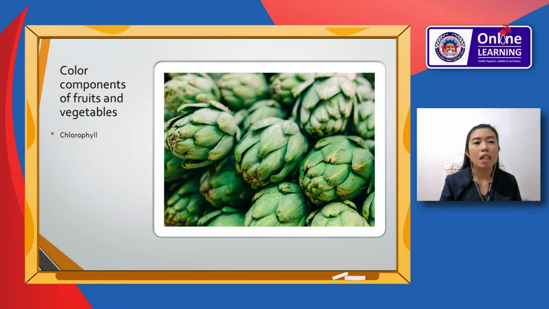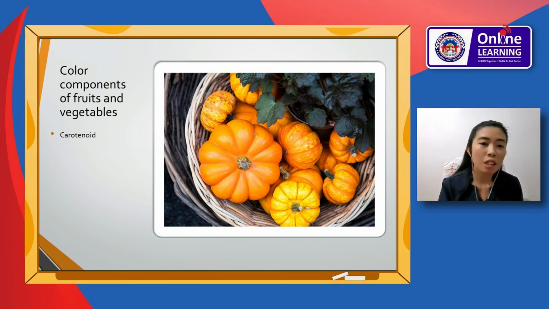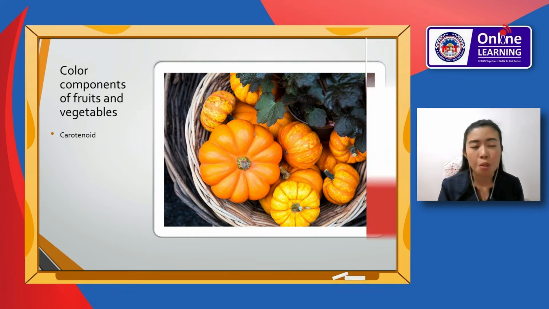Yeah, as you can see, the leafy vegetable that we have here has carotenoid. Carotenoid is for the yellow, orange to red color. Under that we have beta carotene, which is vitamin A, good for our eyesight, like in carrot and squash. And the lycopene, of course, contains the antioxidant found in tomatoes.